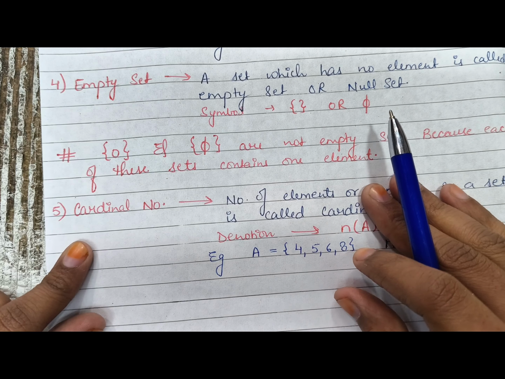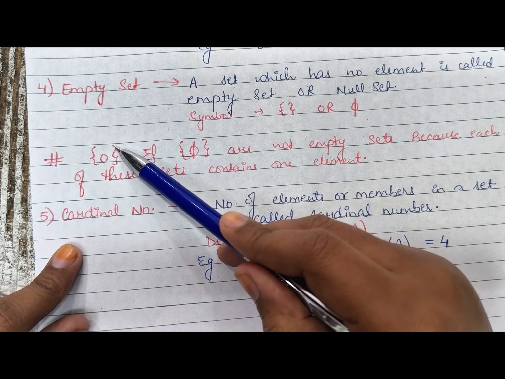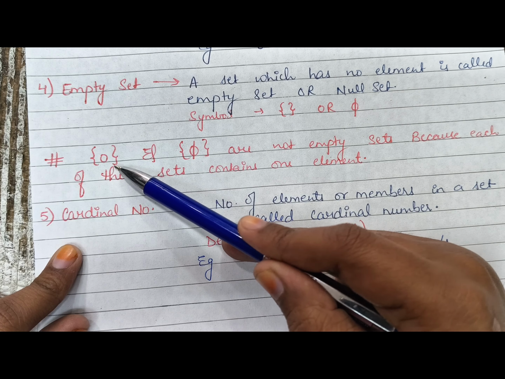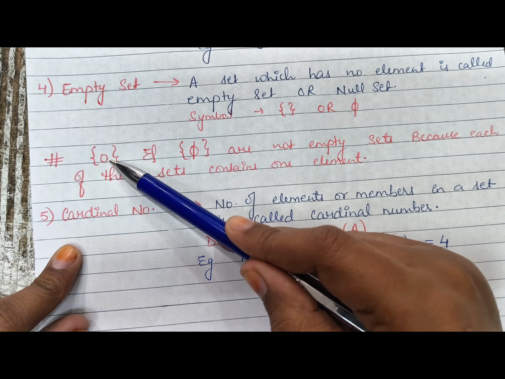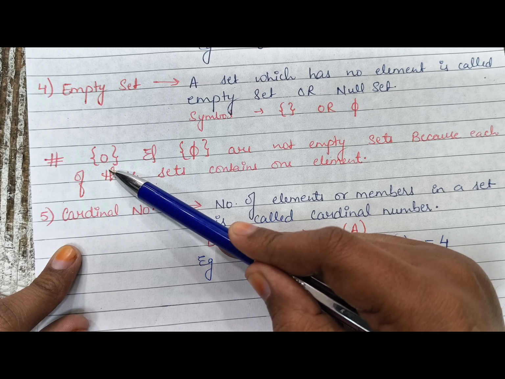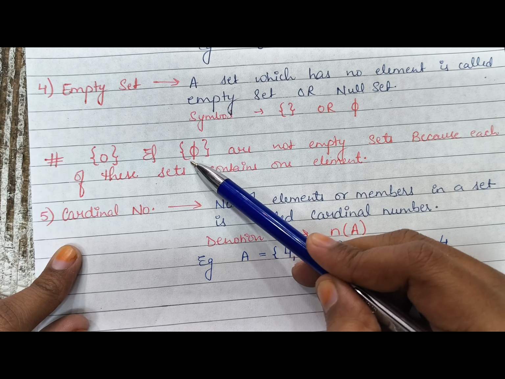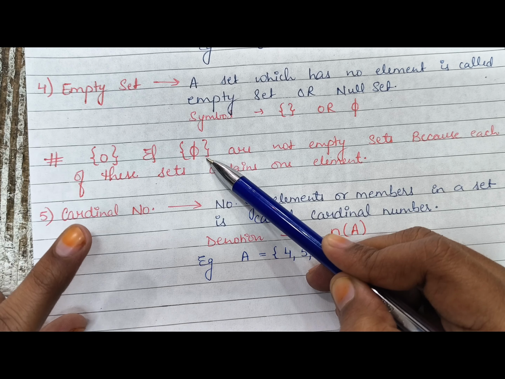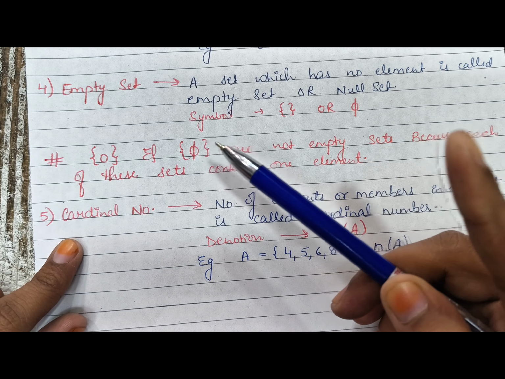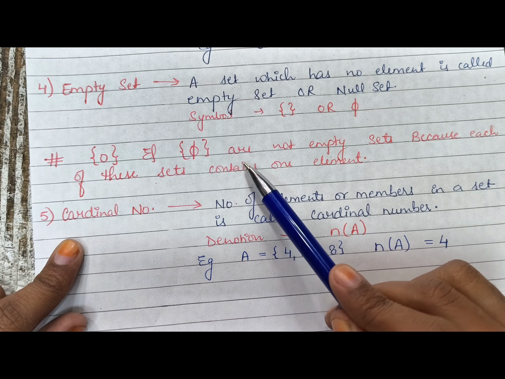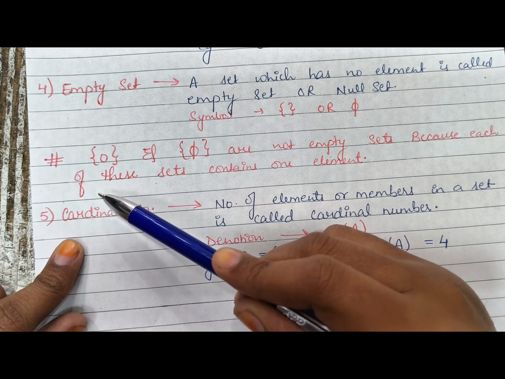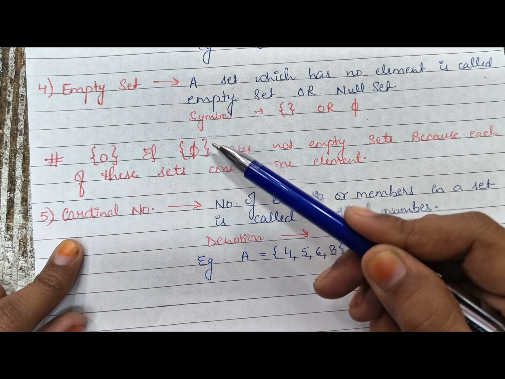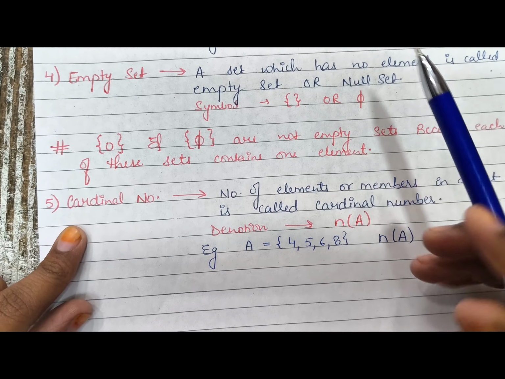Now this point has to be noted that whenever there is 0 in this bracket, don't get confused that this is an empty set. This set has an element, and since it has one element, it is a singleton set. Similarly with phi also, whenever phi is given in a bracket, this does not mean the set is empty. It means that there is a single element. So these are not empty sets because each of these sets contains one element. So this will ideally be called a singleton set as discussed before.